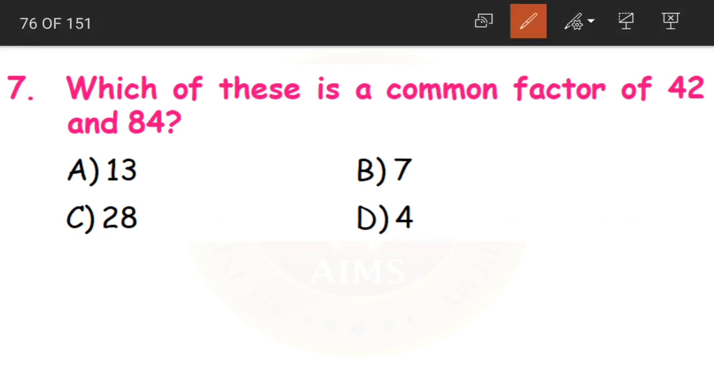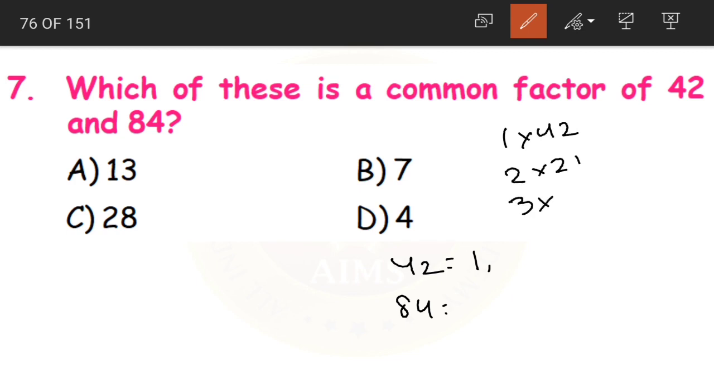Now there are 2 ways to find out the answer. First way is to list out all the factors of 42 and 84. We have 1 42s are, we have 2 21s are, we have 3 14s are, and then it doesn't come in 4 table. So we have 6 7s are 42. So 1, 2, 3, 6, 7, 14, 21 and 42.